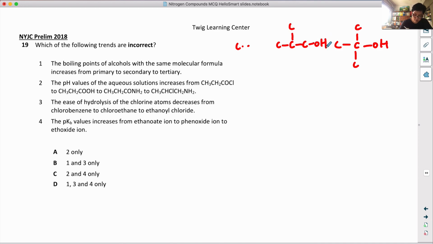and I'm going to draw a primary alcohol. Okay, let's draw a primary alcohol. Take away this. Okay, but they all have the same what? Same molecular formula.